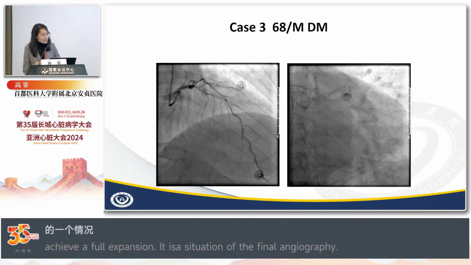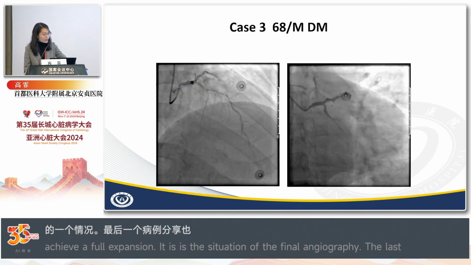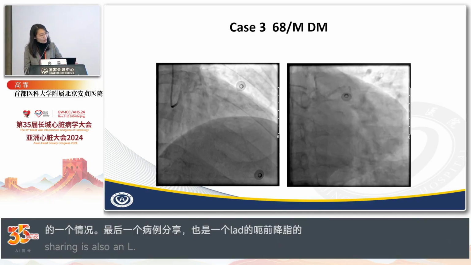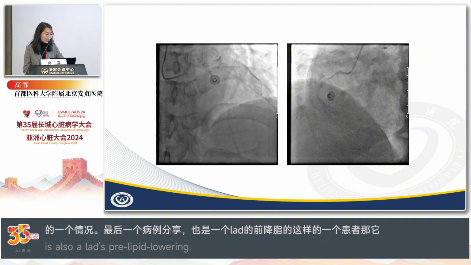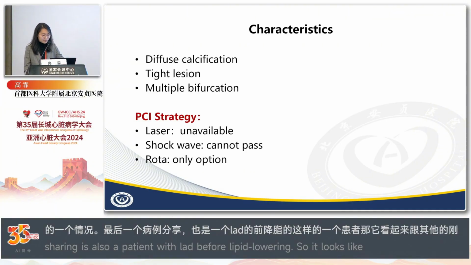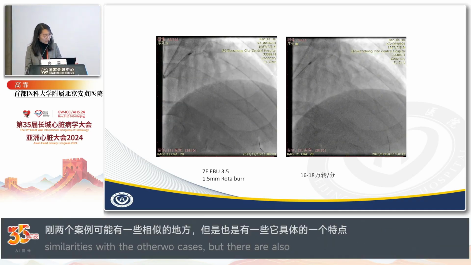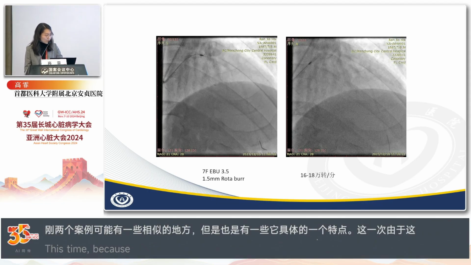So the last case is also an LAD lesion with diffuse lesion and severe calcification. It also looks similar, but each case has its own characteristics. So this time, because the lesion is crossable, we just start the rotablation procedure first.